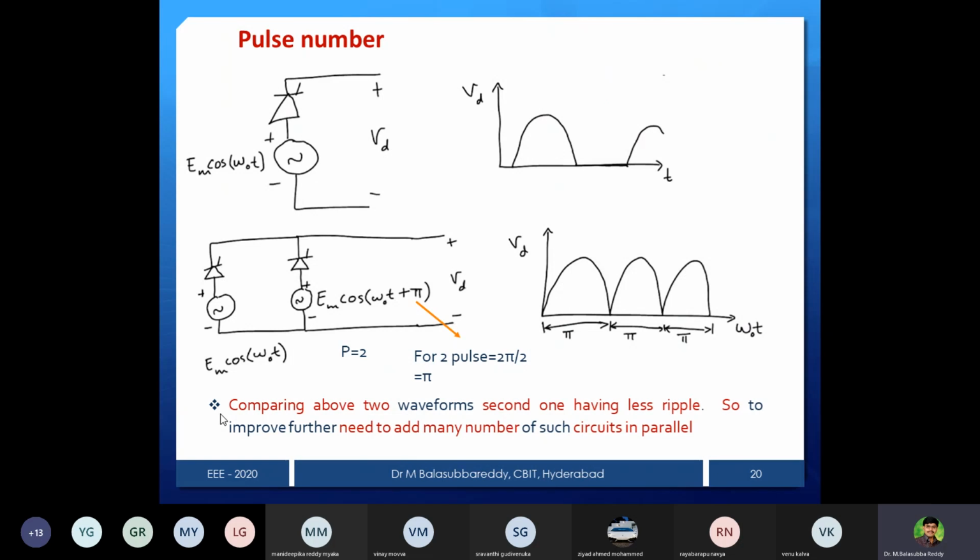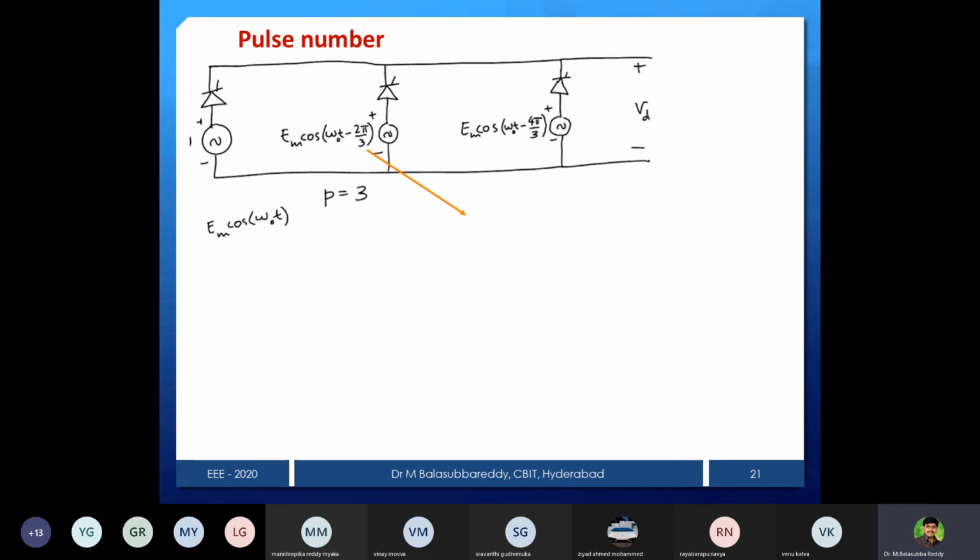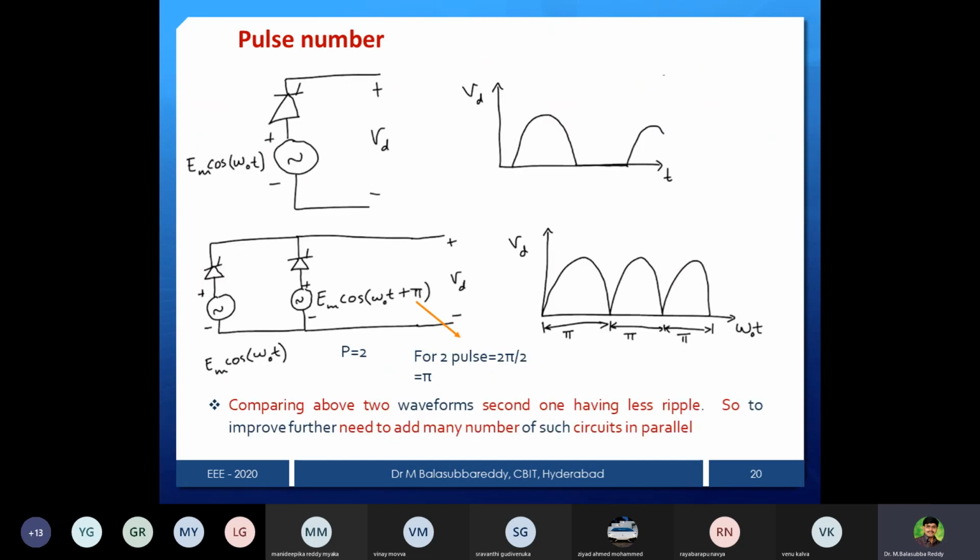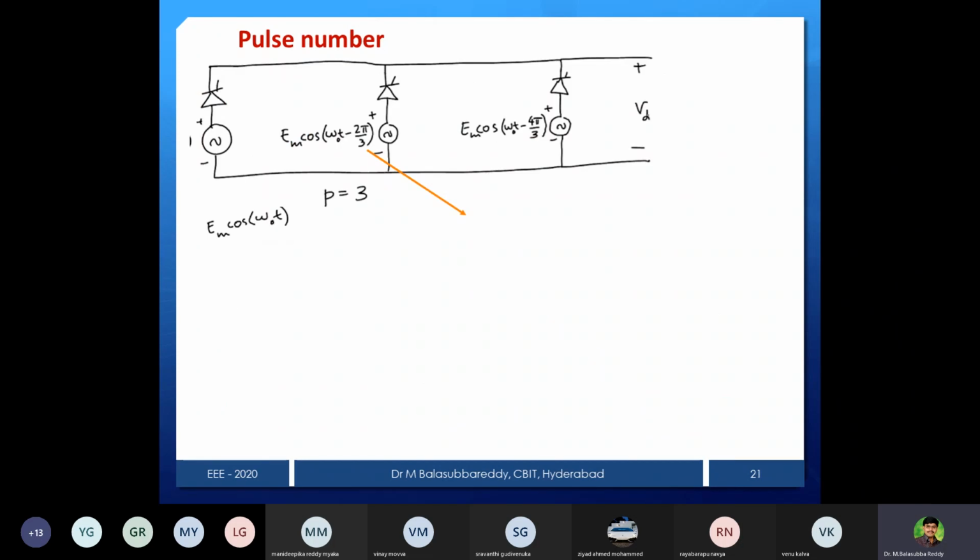That is what I mentioned. If I compare the first one and the second one, there is an improvement when many such circuits are in parallel. The previous one is a 2 pulse converter. And if I consider a 3 pulse converter, what I intend to say is that you can decide the pulse number based on your configuration. That is what I mean to say.